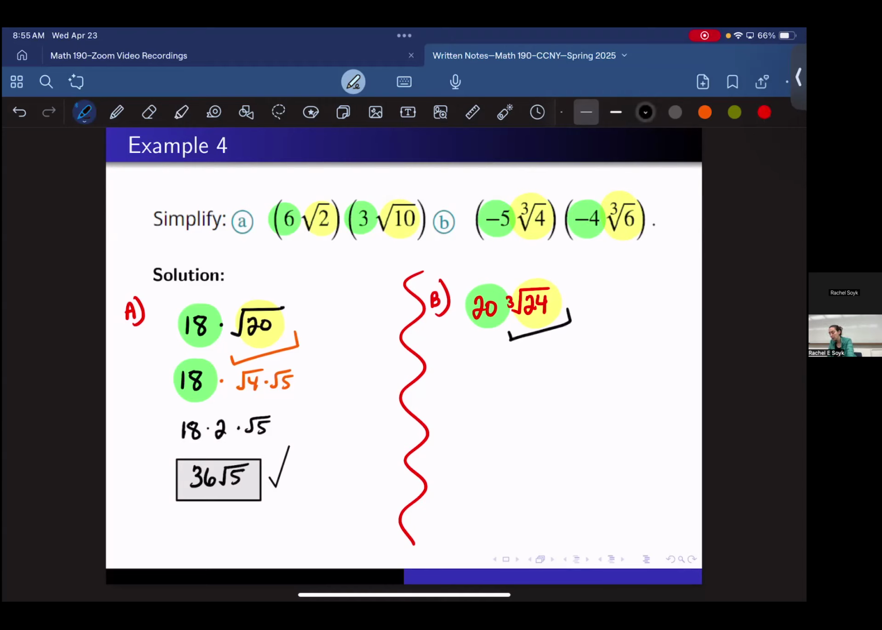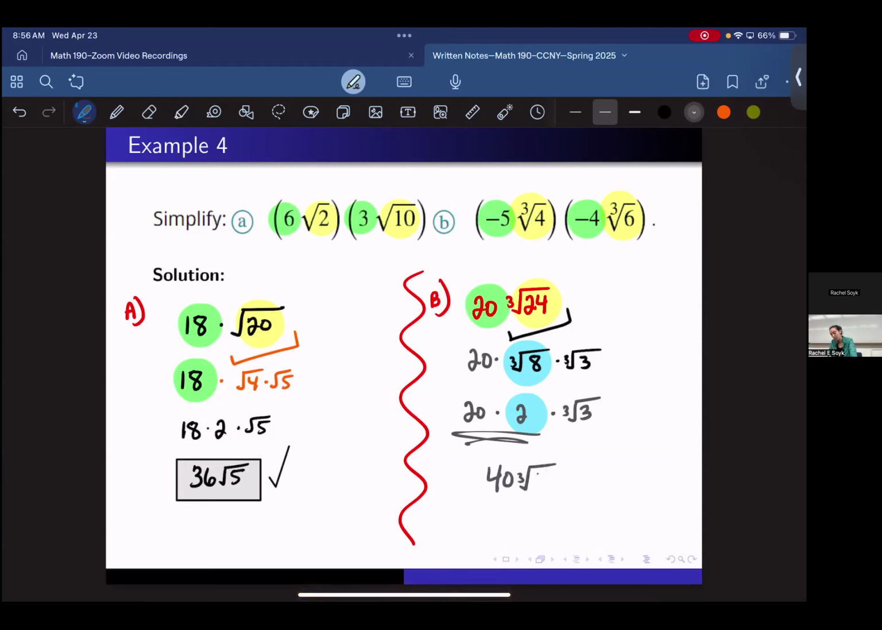That cube root of 24 can be broken up into the cube root of 8, and 8 goes into 24 3 times, just like that previous example we worked on together. Now that cube root of 8, what times what gives you 8? 2, good. So we're looking at 20 times 2 times the cube root of 3. Last but not least, let's combine 20 and 2 to get 40. So our final result is just 40 times the cube root of 3. And we're done.